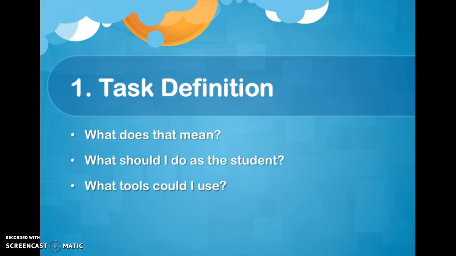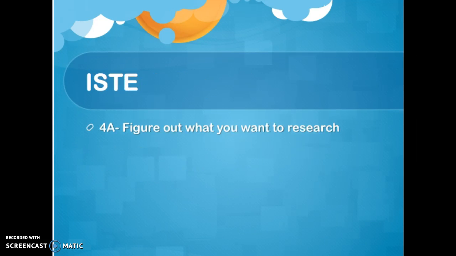Use your time wisely. Number 3, what tools could I use? You could use a graphic organizer to help you, or you could even use a thinking map. Use whatever helps you organize your thoughts best. According to the International Society for Technology in Education, Standard 4A, you need to figure out what you want to research. According to ISTE, you need to be able to define what it is that you want to research. You, as a student, should be able to identify and define authentic problems and significant questions for investigation.